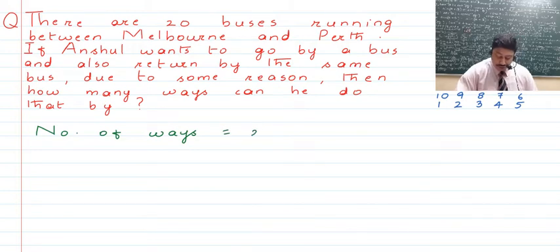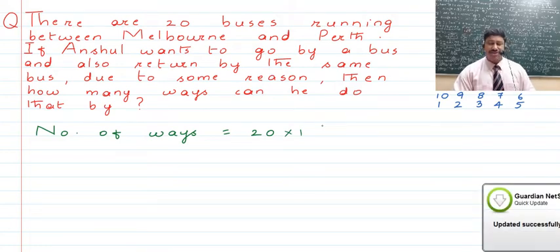It will be 20 first for the number of buses which are moving between Melbourne and Perth, and then when he is to come back, if he is to choose the same bus, then obviously in how many ways will he be doing it? Just the same bus as such. You will multiply that by 1 because only one bus is to be chosen, right? So initially the choice was 20, right? Later, he made it a point that he comes back by the same bus.